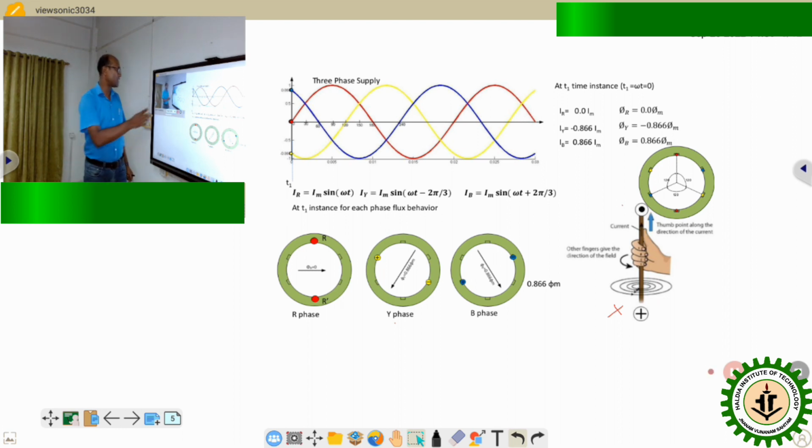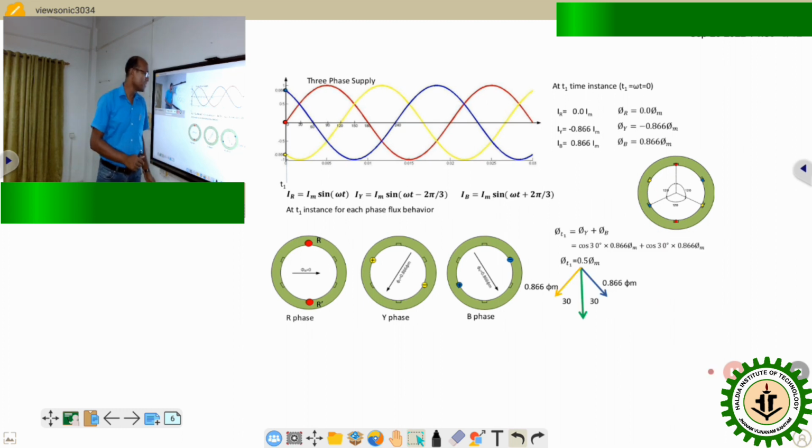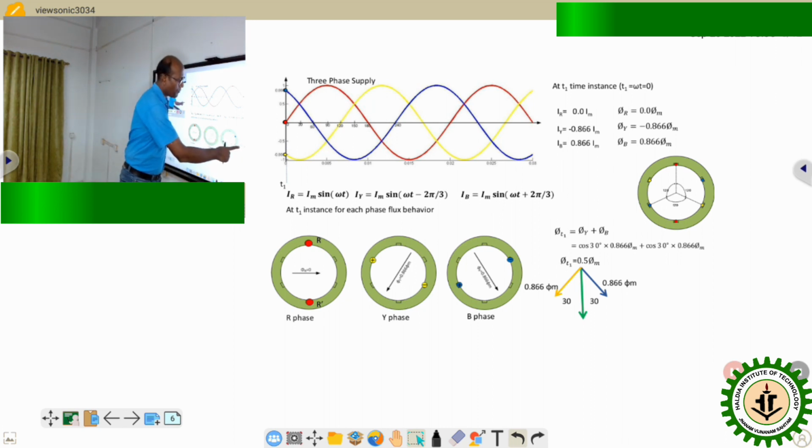So if we consider at time instant t1, the contribution of overall flux can be the combination of R phase flux, B phase flux and Y phase flux. So I need to sum up all these three components of flux for that time instant t1. If I add them up, R phase flux is 0, Y phase flux is 0.866 downward in this direction, and B phase flux contribution is again downward. To represent that, the resultant flux is actually 0.866 phi m downward.